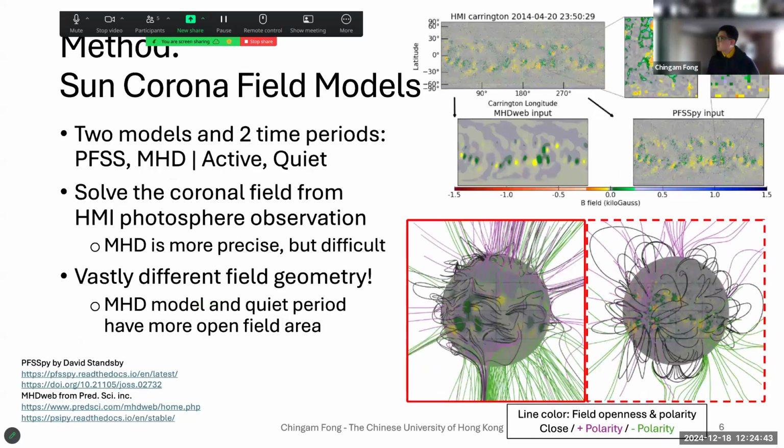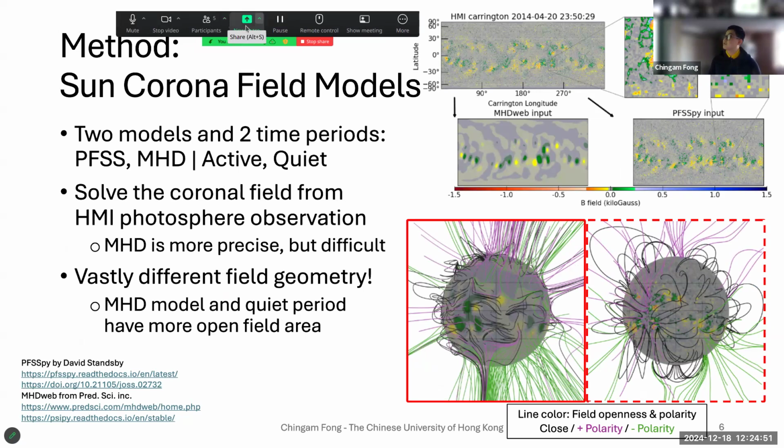Right, so about the specific corona field models we put in. In this case, we put in 2 models, and 2 time periods to represent active and quiet sun. The corona field models are PFSS, potential field source surface, and the MHD model. The potential field source surface model is generated by this Python package, pfsspy. And the MHD model we downloaded from a website called MHD Web, which uses a magnetic field around the sphere calculation. And both of them use boundary conditions observed by HMI.